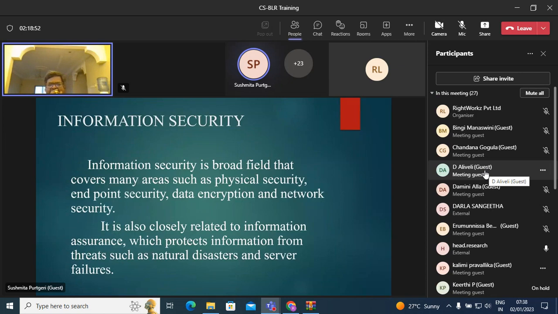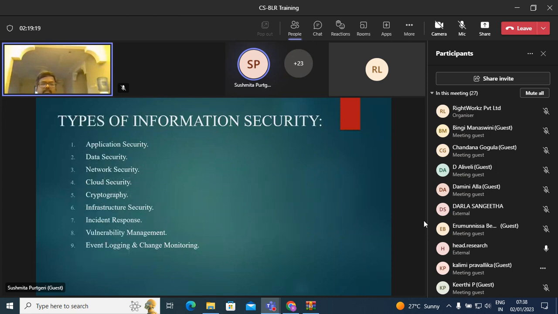Next question is, what is information security and concept of information security? Information security is a broad field that covers many areas such as physical security, endpoint security, data encryption, and network security. It is also closely related to information assurance, which protects information from threats such as natural disasters and server failures.